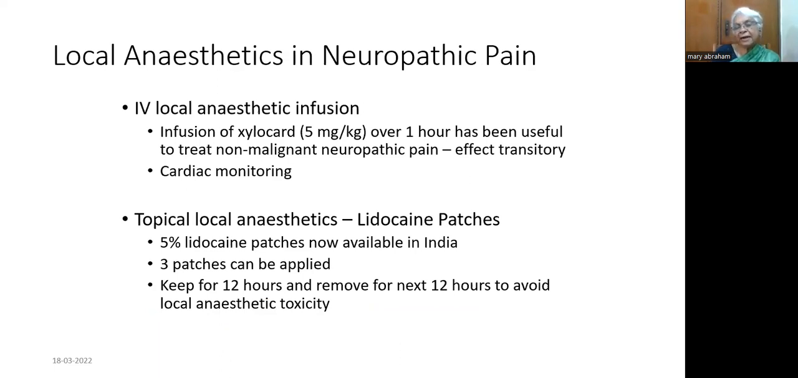It is given as an IV local anesthetic infusion. Remember, we have to use the Xylocard and not xylocaine because Xylocard does not have the preservative in it, that is methylparaben, that can cause neurotoxicity. So you have to use Xylocard in a dose of 5 mg per kg as an infusion over 1 hour. And you can repeat it maybe 2 or 3 times over the next few days. But you have to monitor for the side effects, the central nervous system and the cardiac side effects. So monitoring is to be done and the patient is to be kept in the daycare.